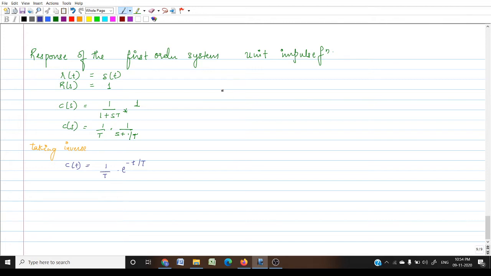So I'll just plot this curve. This is a simple curve. You don't have to add or delete any curve here. So this is t, this is c of t. So the 1 by T e to the power minus t by T curve will be something like this. This value will be equal to 1 divided by capital T. This is 1 by T e to the power minus t by T.